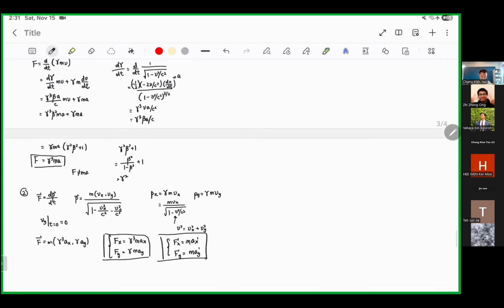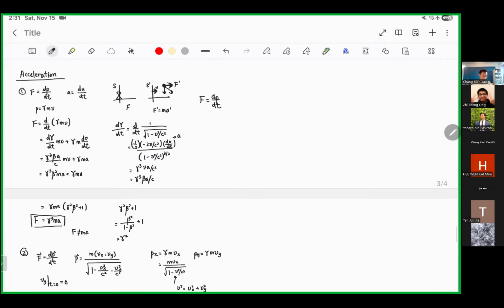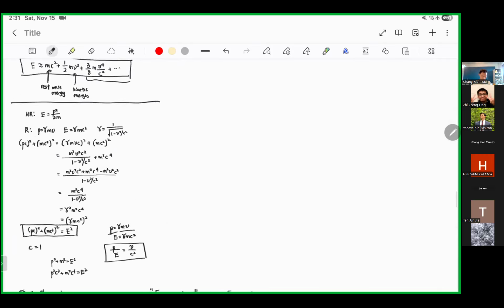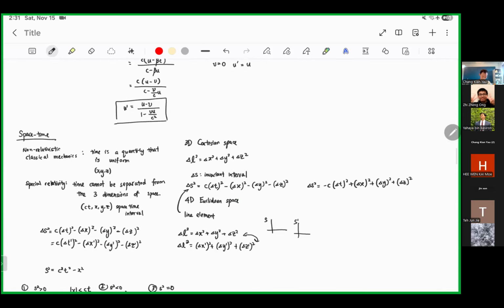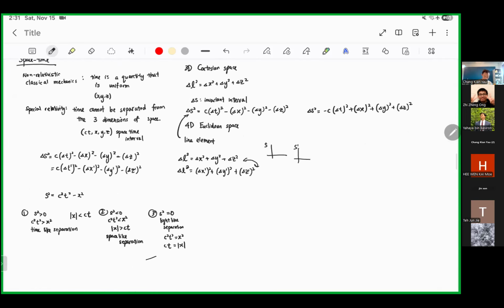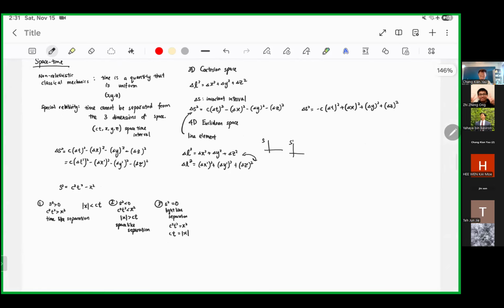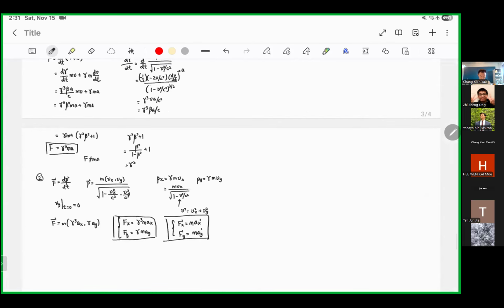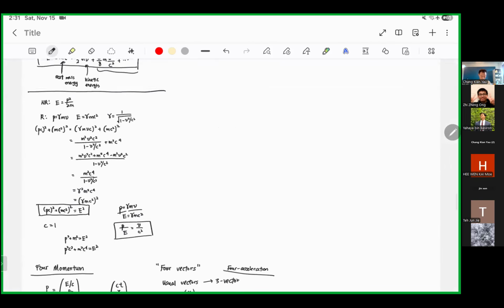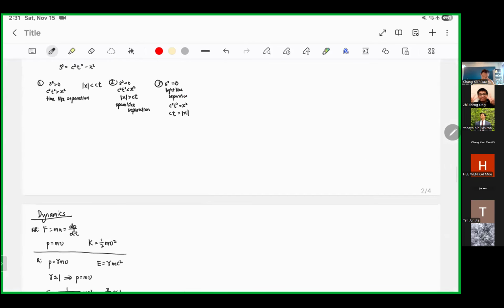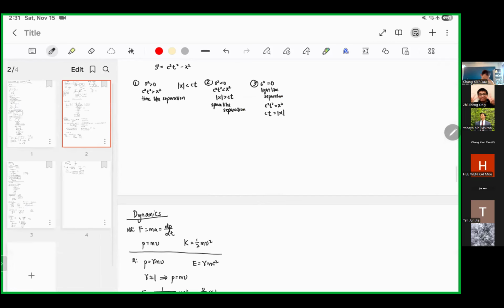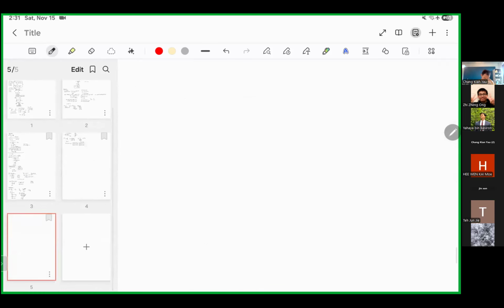Okay, since we still have 30 minutes, I'll go back to the Minkowski diagram. It's the place here. So I'll be continuing from this space-time part. I'm gonna send this PDF to you all later, so you can copy it after. Then, going back to kinematics.